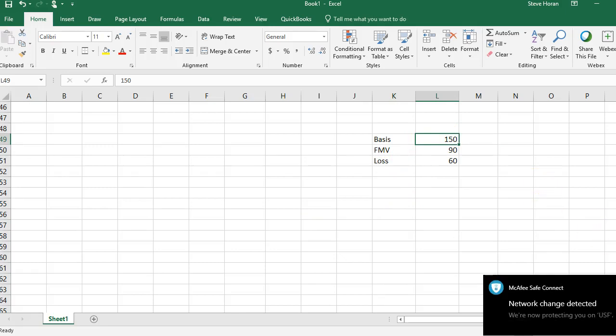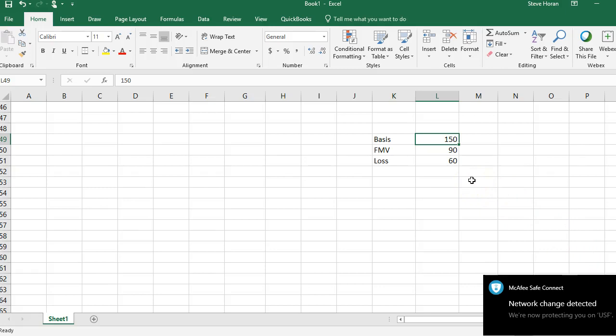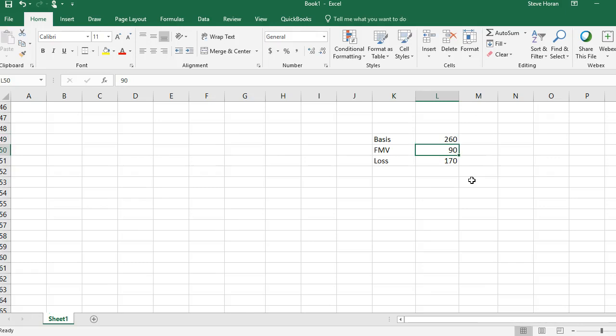So for my basis for question 20 is 260, and my fair market value is 310. So this is actually now a gain. I should just do my math so it's positive. Okay, so this is a gain. We have a gain of 50 now.